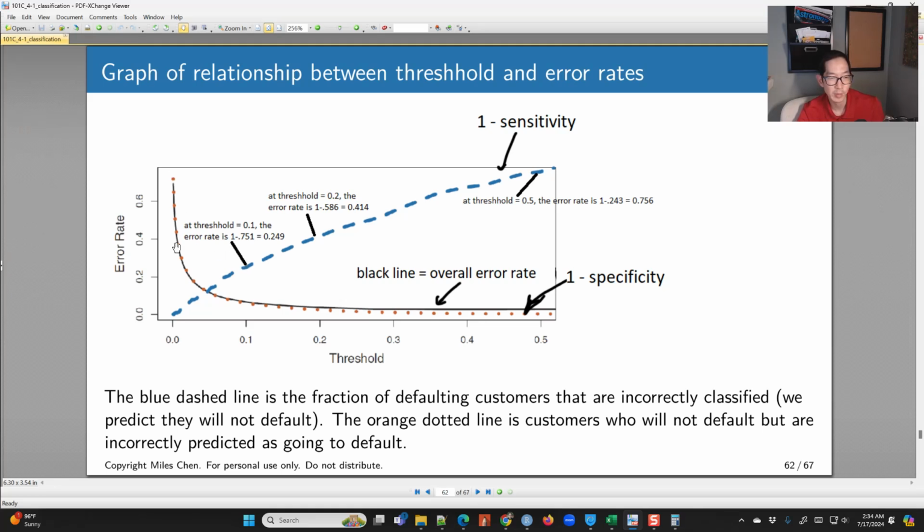But if you drew your threshold to 0, everybody would get rejected. Now you have a really high error rate there. So you can see this dramatically drops off as you increase your threshold. But as you increase your threshold, your error rate regarding not correctly identifying who's going to default goes up and up and up.